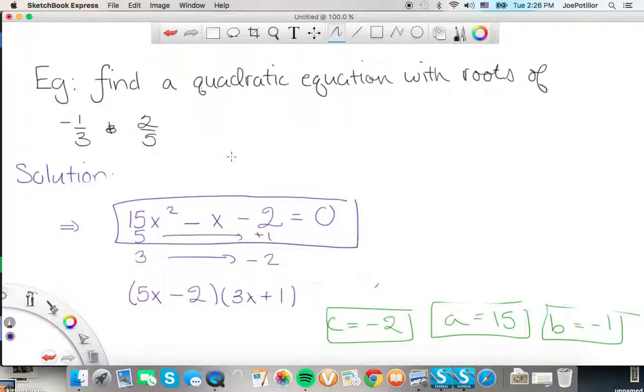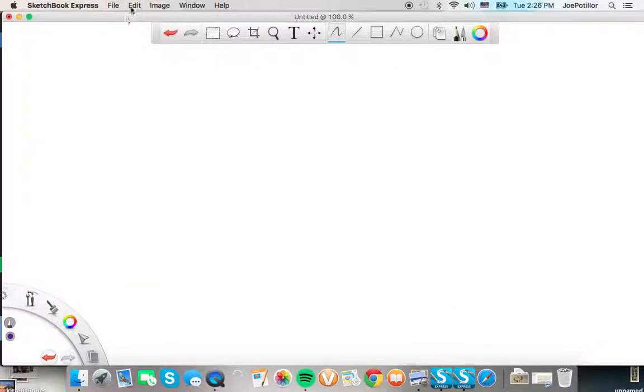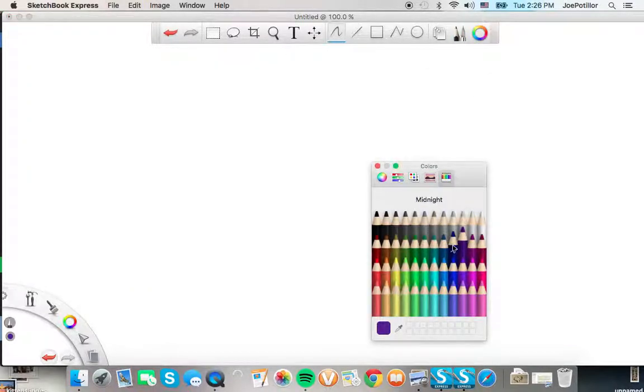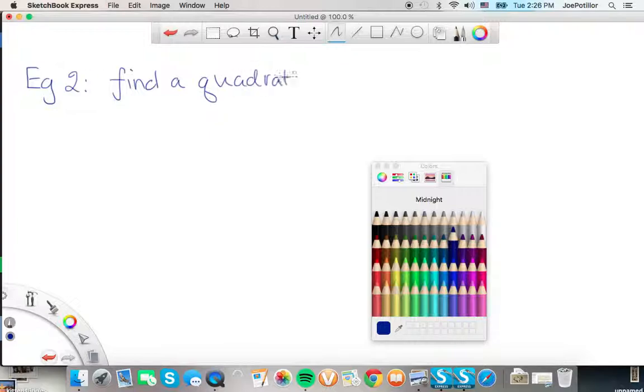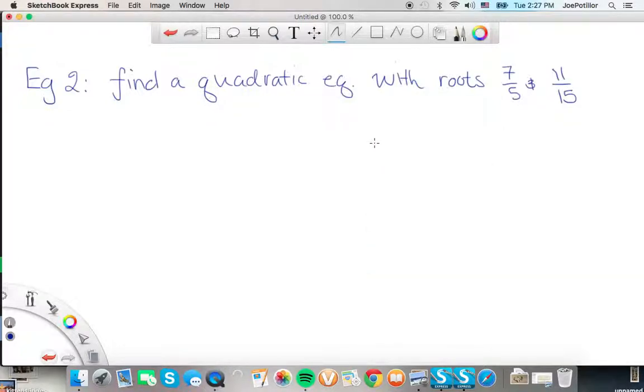So, now, what I want you to do is try one on your own, and then I will get back to you in a couple of seconds with the answer to the problem. So, let's go ahead and clear this. Okay. This is your self-done example. We've gone through this. Example 2. Quadratic equation with roots 7 over 5. I don't know. 11 over 15. Something like that. Okay. So, I'll pause it, and then we'll get back with the answer.